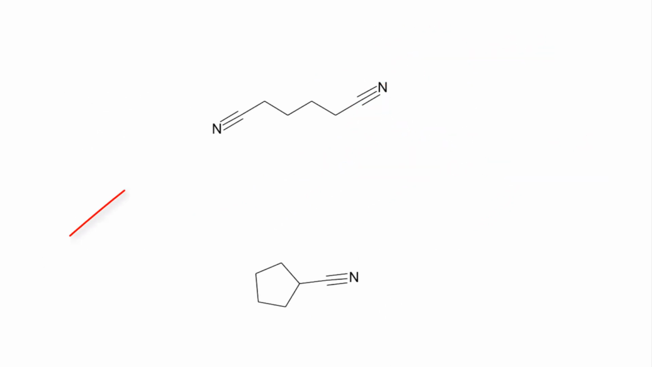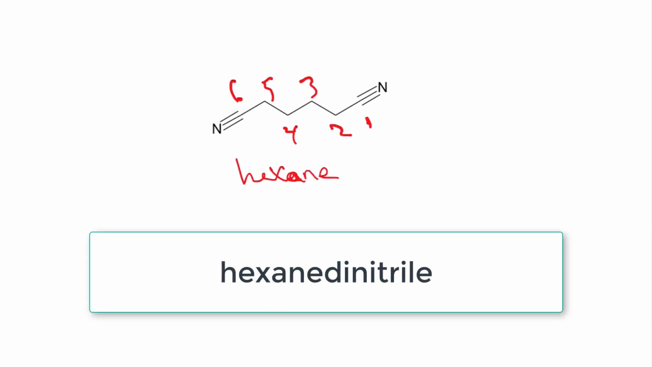So in this compound on the top right, we'll start off with the longest carbon chain, recognizing that the carbon is part of the nitrile group. So we'll do a 1, 2, 3, 4, 5, 6. So this is a hexane. And in the 1 and 6 position are nitriles. So it's a dinitrile. But we don't have to indicate the 1 and the 6 position because these are the highest priority groups. So I can rewrite this as a hexane dinitrile.